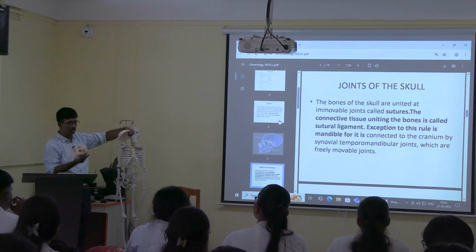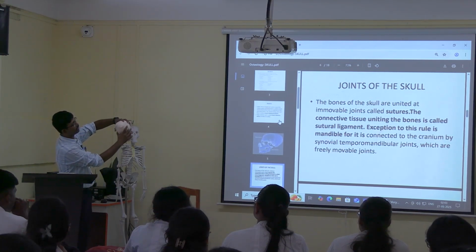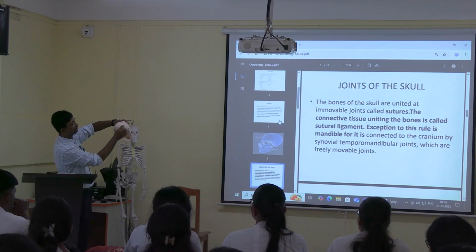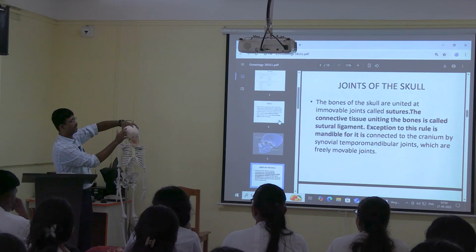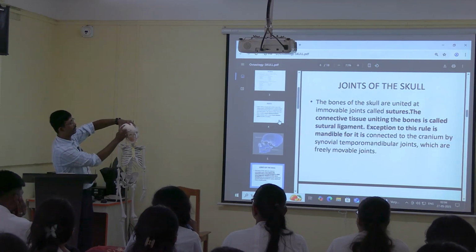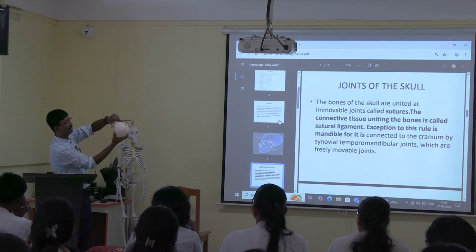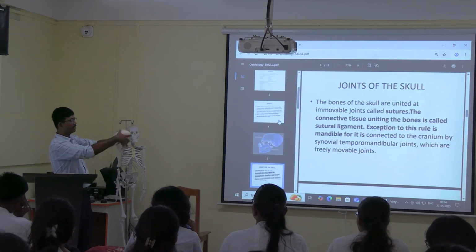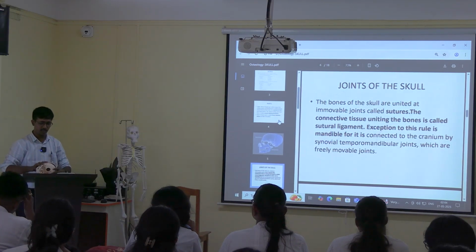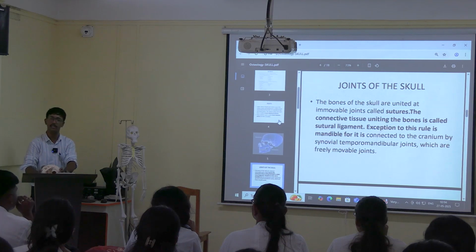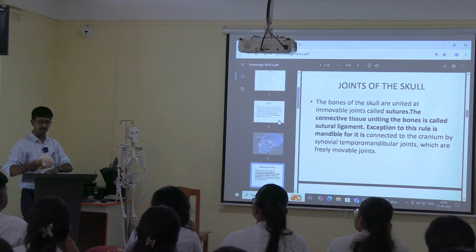On the posterior part, the occipital bone is also surrounded by sutures. This portion is known as your lambda, and these are your lambdoid sutures. This is your sagittal suture. These are your coronal sutures, and in front, in some skulls, there is another suture, your metopic suture. So sutures are the joining points of these bones, and they are covered by certain ligaments known as sutural ligaments. There is one exception, that is your mandible.